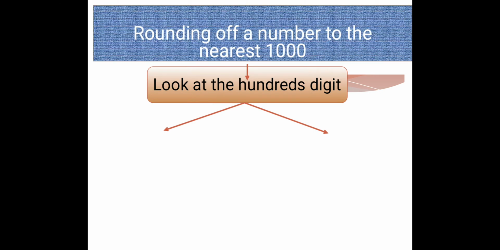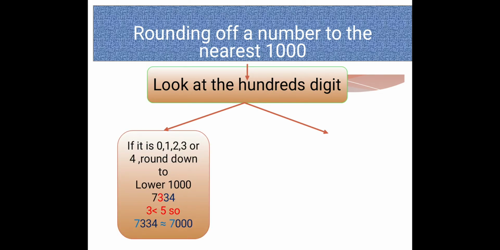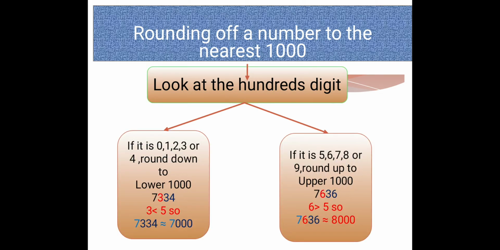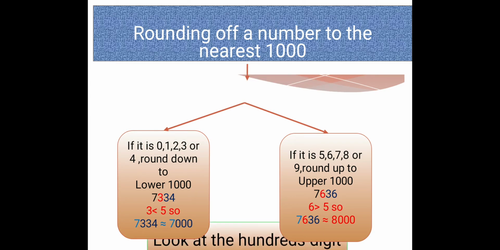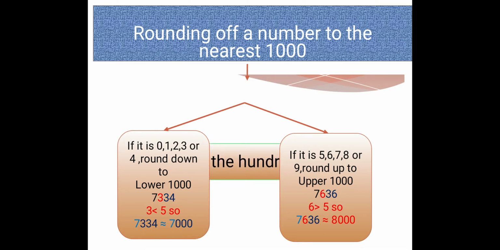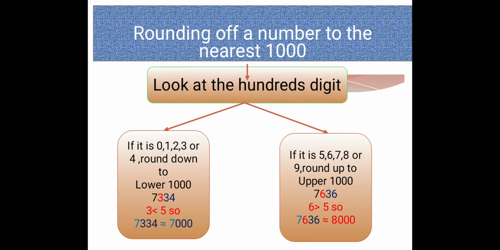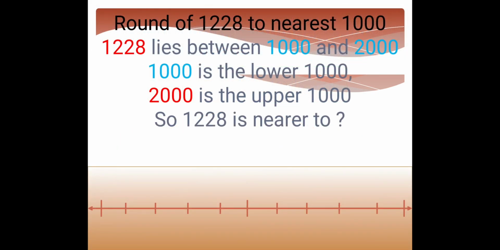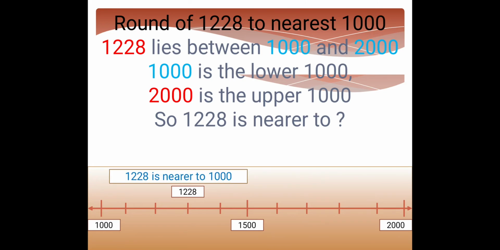Rounding off a number to the nearest 1000, look at the hundreds digit. So this is how we round off the numbers, looking at whether the digit is greater than 5 or less than 5. Again, placing it on the number line, this is near to 1000.